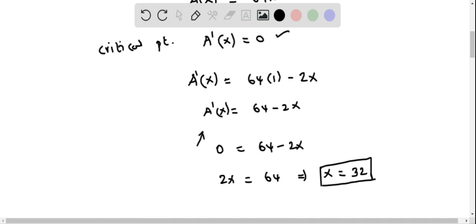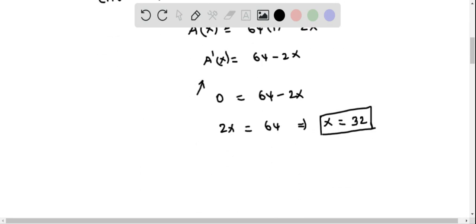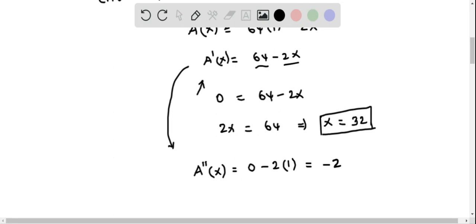Now we have to test whether at this point the area is maximum. For that, we should find the second derivative of this area function. So let me take the first derivative of A of x and find its derivative, which is A double prime of x. And this equals the derivative of 64, which is 0, minus the derivative of 2x, which is 2 times the derivative of x, which is 1. So it is basically negative 2. That is, the second derivative of the area function equals negative 2.